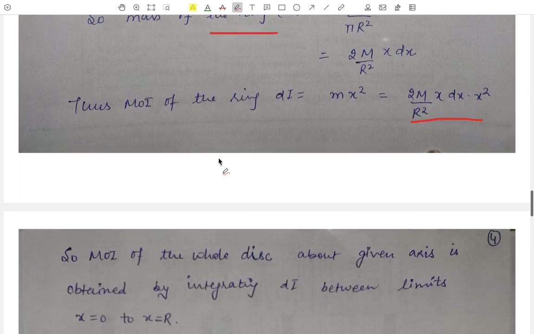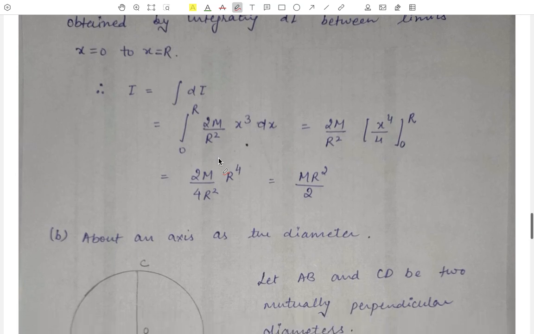Therefore, these will be the limits, and the total moment of inertia will be equal to the integration of the small moment of inertia, that is 2m upon r square x cube dx between the limits 0 to r. Here 2m upon r square is constant and therefore can be taken out of the integration, and integration of x cube is equal to x to the power 4 upon 4 between the limits 0 to r. Putting the limits, we have the moment of inertia equal to mr square upon 2. That is equal to half the moment of inertia of a ring.